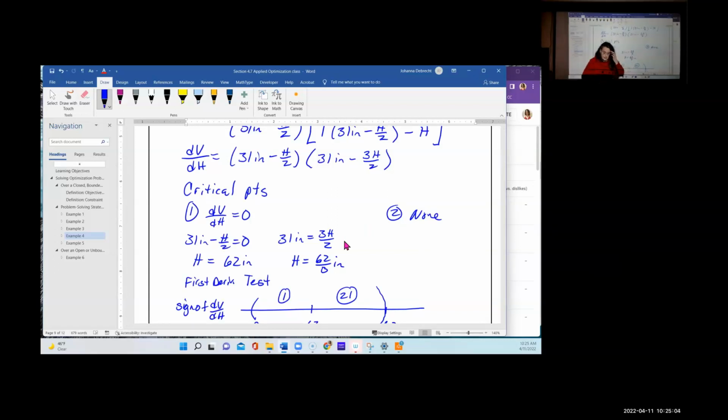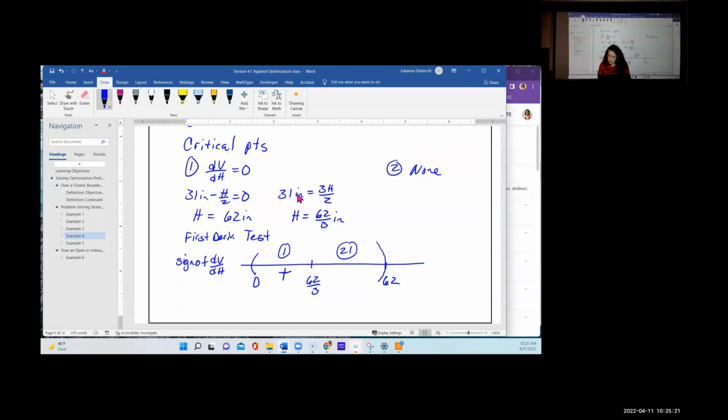So when I'm looking at that, if I test 1, I get 1/2. So 31 minus a half, that's positive. And if that's 1, 31 minus 3/2 is still positive. So a positive times a positive is still positive. And so I know it's going to be positive on this part.